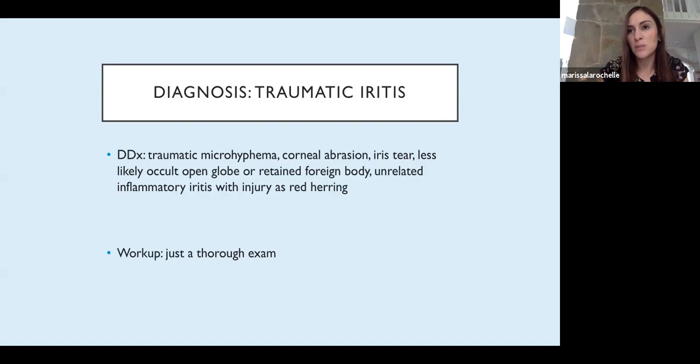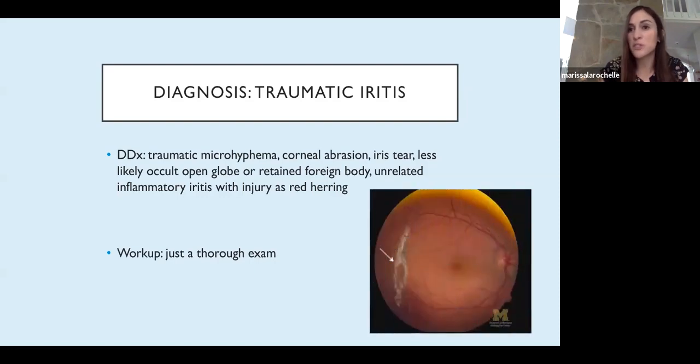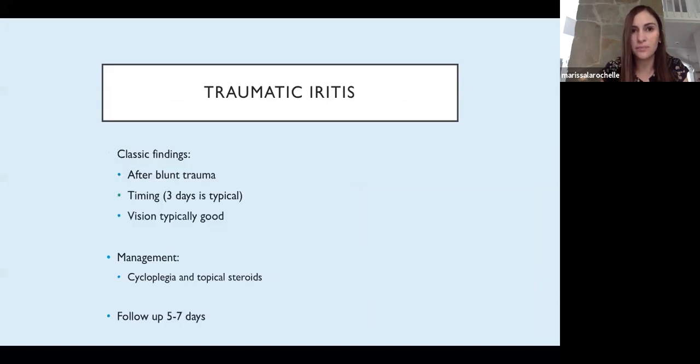So for workup in this patient with a history of soccer ball injury to the eye 3 days prior, I would probably just do a thorough exam. I would dilate the patient, make sure we're not missing anything in the posterior segment, such as commotio or a choroidal rupture. And then doing gonioscopy on subsequent exams in case there's any damage to the angle.